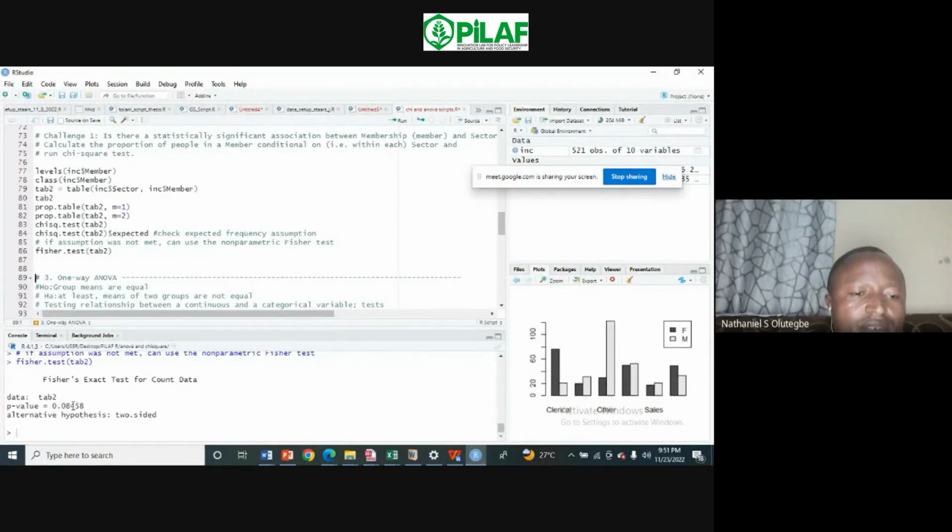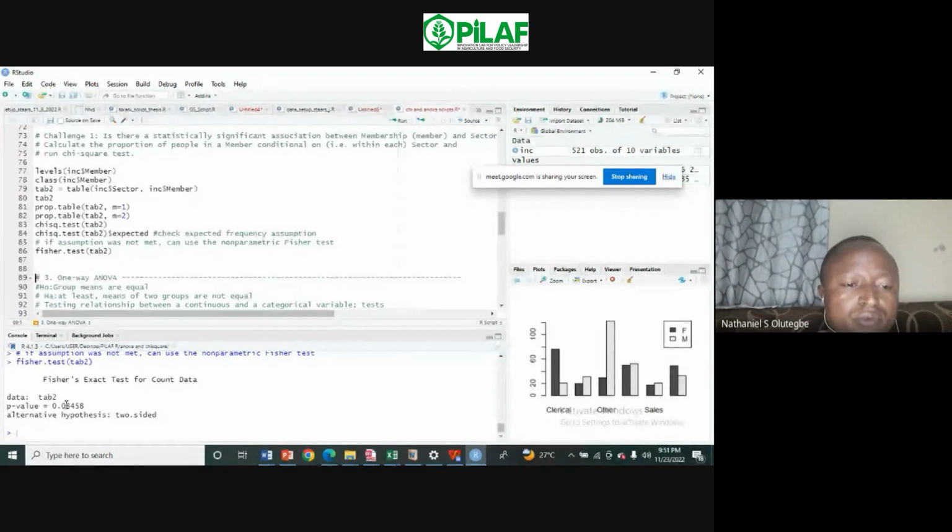It's very close. But the only thing is chi-square is not appropriate because it does not fulfill that assumption. So that's why we resorted to the Fisher test. But in all, from the two analyses, we can see that it is not significant. This is greater than 0.05. It's only if you are operating at 0.1, which is not a very popular decision criterion for this kind of analysis. So the two are not significant.